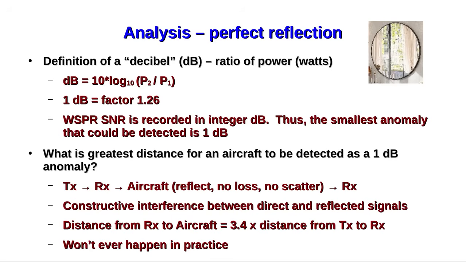There is one extra trick that can be invoked: constructive interference. In this instance, the waves from the direct and reflected signals combine in phase, giving a boost to the detected signal. It is utterly unrealistic to expect it to happen perfectly in practice, but let's just assume it happens anyway. In any case, we find that the maximum distance from the receiver to the aircraft would be 3.4 times the distance from the transmitter to the receiver. This is the optimal case for Godfrey's reflection from a perfect mirror.